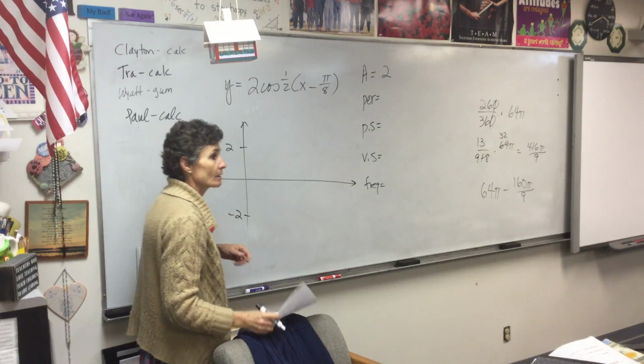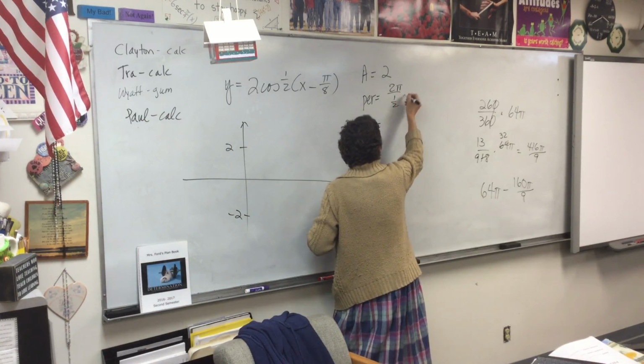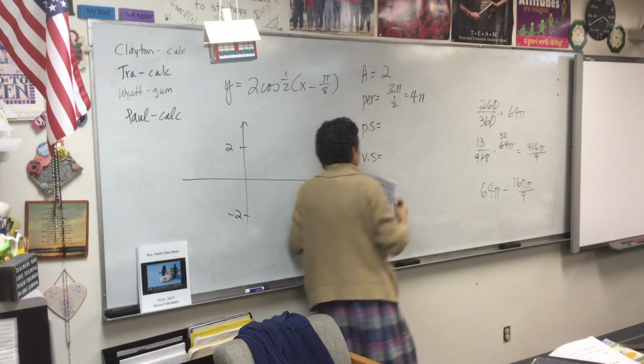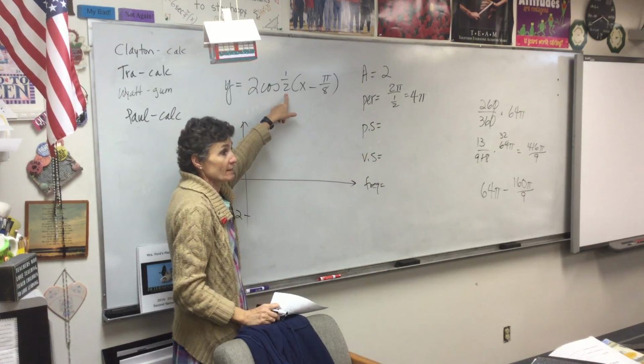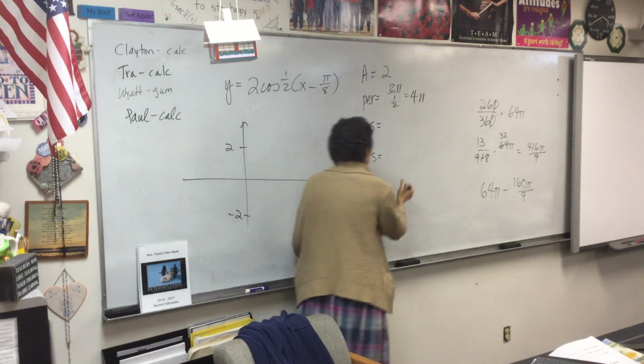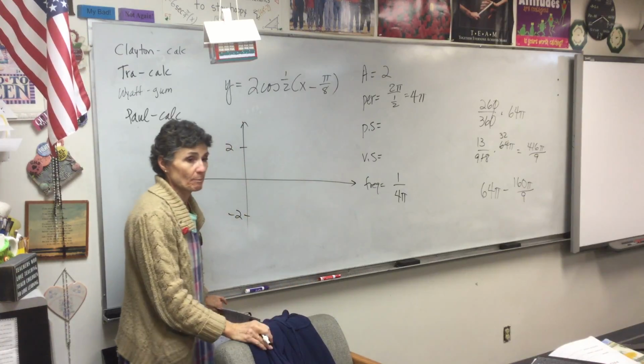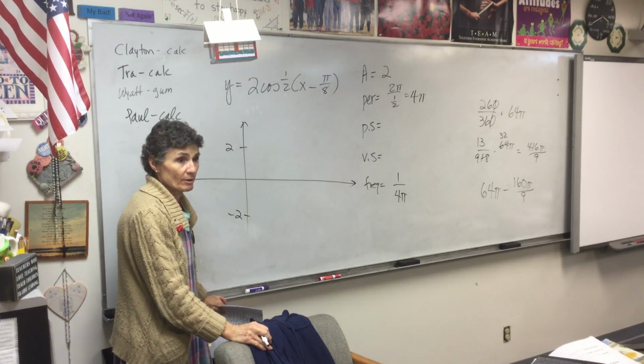The period is 4 pi. And he knows that because period is 2 pi divided by the coefficient on x, and the coefficient on x is 1/2. So that means the frequency is 1 over 4 pi. Yep, because frequency is always the reciprocal of the period.